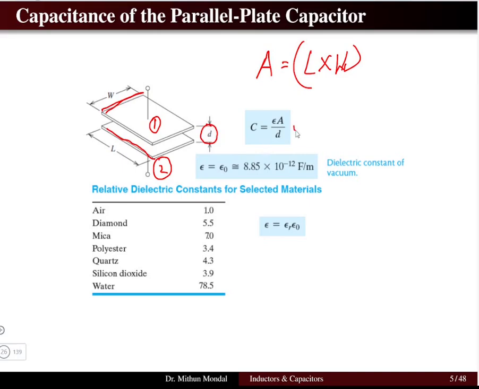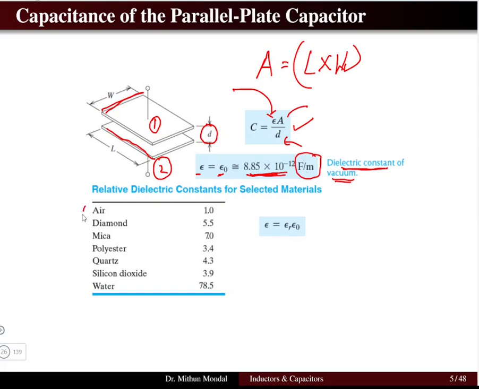Then the capacitance is given as epsilon A by d, where epsilon is the permittivity of the dielectric material, also known as the dielectric constant. Dielectric constant and permittivity are the same thing, and A is the area and d is the distance of separation. When the dielectric is vacuum, then the value of epsilon we take is epsilon naught. Epsilon naught, which is the dielectric constant of vacuum, is 8.85 times 10 to the power minus 12, and the unit is farad per meter.